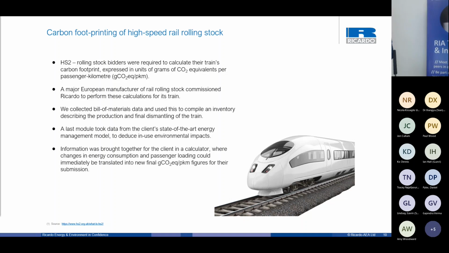At that level of detail, you can then start to make some informed decisions about what may help you reduce your carbon emissions. And at the end of this study, we created a very nice calculator that allowed them to model different scenarios, and they were able to submit the train with their bid with a calculator that allowed them to look at estimated emissions, in grams of CO2 per kilometre per passenger.